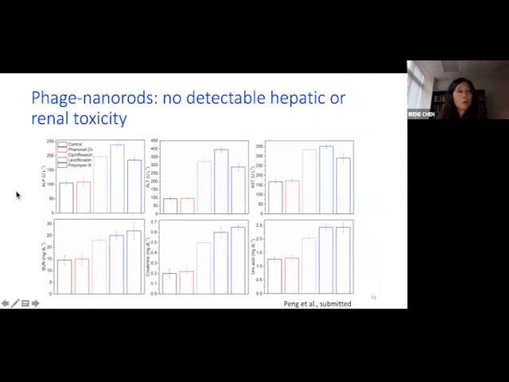You can follow biomarkers also to look at toxicity. Here we're looking at, on the top row, some markers of liver function, and the bottom row is some markers of kidney function. And the antibiotics shown in blue here all give elevations of these biomarkers, and that's consistent with their known toxicity. It's a systemic treatment, whereas the phage nanorods is a localized treatment. We're not expecting toxicity in the kidney or the liver, and indeed we don't see any toxicity, which is consistent with that localized treatment.